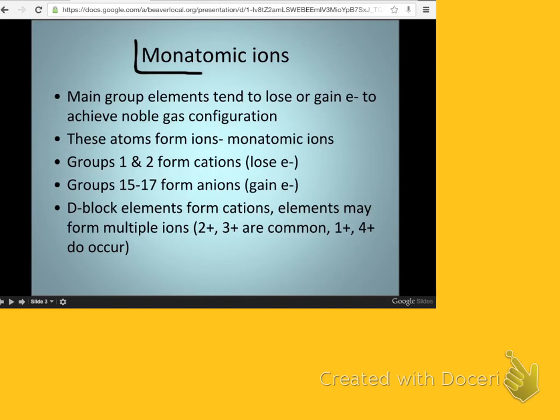So monatomic, mono means 1. So these are ions that are made up of only 1 atom. This is a single atom that has gained or lost electrons. And we talk about the main group. When we talk about the main group, which blocks are we talking about on the periodic table? S and P blocks. So this is group 1 and 2, and then 13 through 18. And they all tend to be attempting to look like a noble gas.